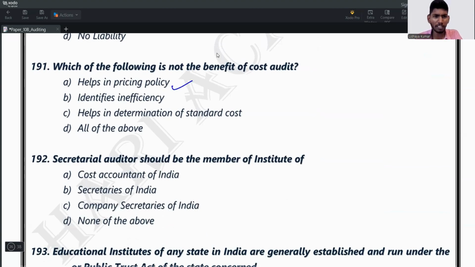It is a benefit, helps in pricing policy, identifies inefficiency, helps in determination of standard cost. How come? So cost accounting is helpful for determination of standard cost, but not cost audit. So option C is not the benefit of cost audit.